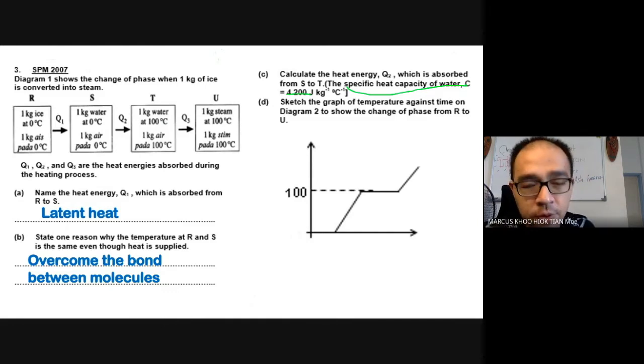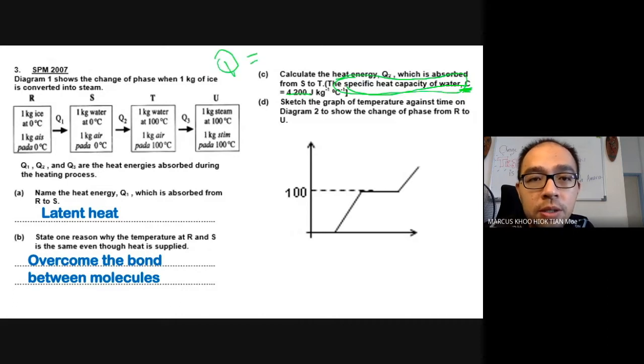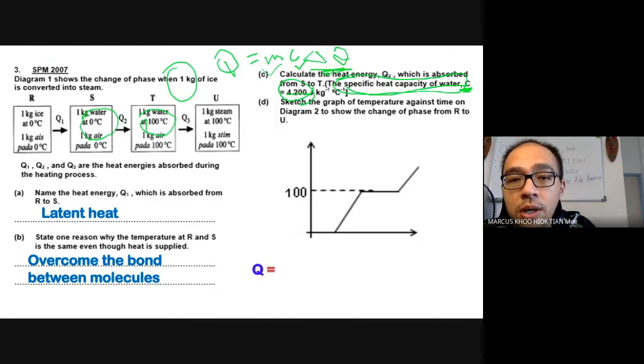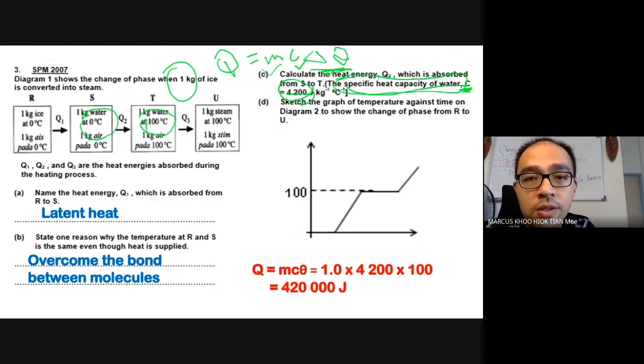Okay, if you are given the specific heat capacity of water, which is C, then obviously the formula that you need to use is Q equals mc delta theta. M is given 1 kg. C is given 4,200. Problem is, what is the delta theta? What is the change in temperature? If you read the diagram properly, it's 0 to 100. So your answer will be 1 times 4,200 times 100, which is 420,000 joules.